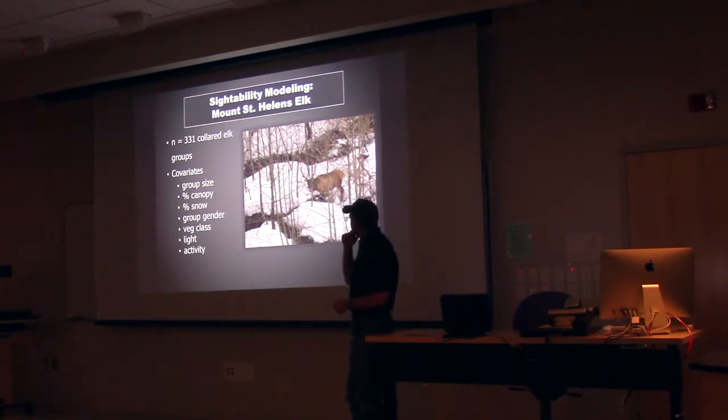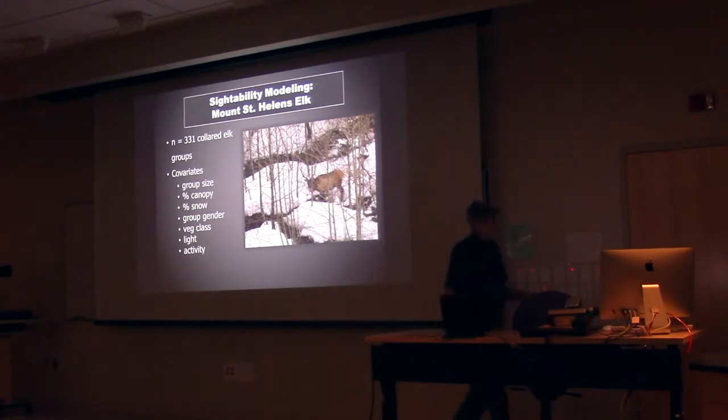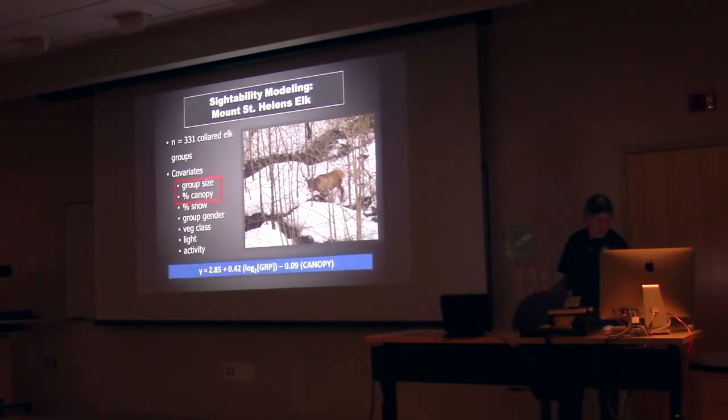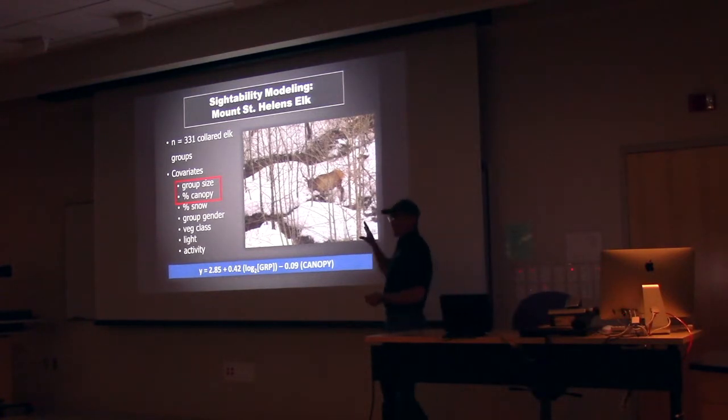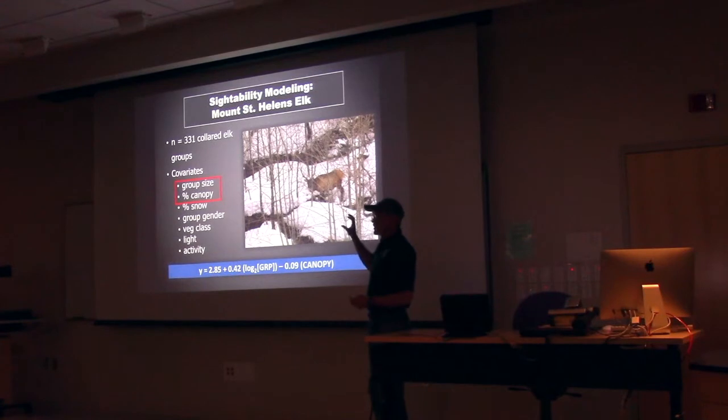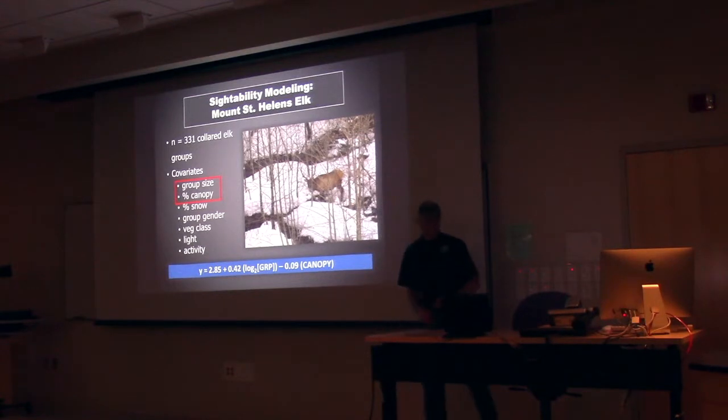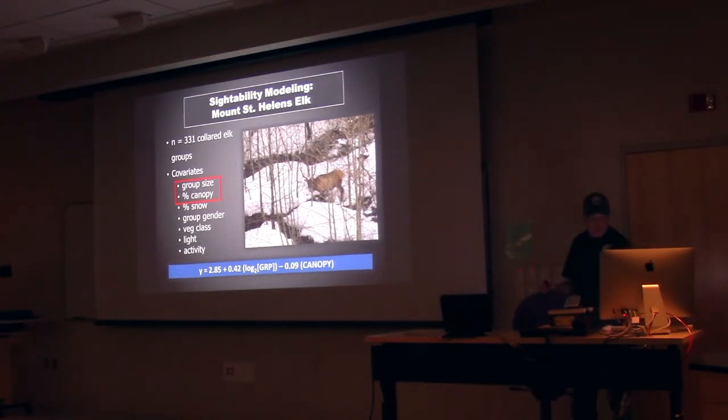So this is some work we did at Mount St. Helens. We had 331 collared elk trials, and the covariates were kind of the same list I showed you before. We generated a model. Really, the only two covariates that were important and pretty much told the story about who we saw and who we didn't were group size and percent canopy. This is the linear part of the logistic regression model that we generated, and we used that with the data.